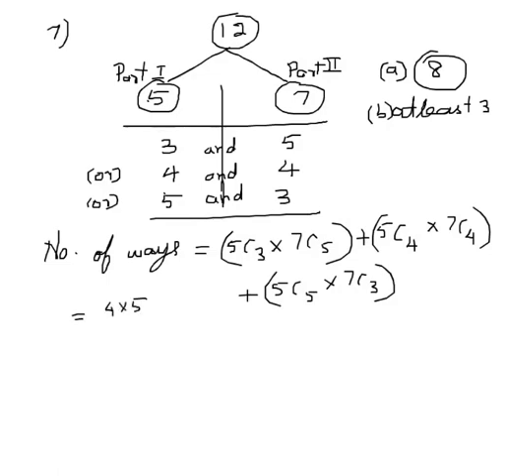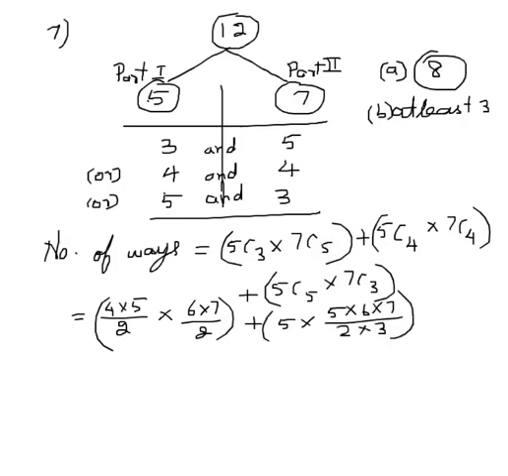You write the formula and then simplify. 5C3 is 4 times 5 by 2, which is 10, times 7C5, 6 and 7 by 2 factorial. 5C4 is 5. 7C4 and 7C3 are the same. So 4 factorial, 5, 6, 7 divided by 3 factorial. 5C5 is 1. 7C3 is 5, 6, 7 divided by 3 factorial.